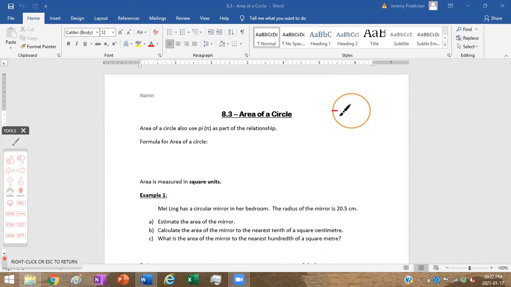So if I'm going to do this, something like that is my radius. And again, I'm not using the ruler because that's pretty hard with the mouse. Something like this would be my diameter. Remember, the diameter goes right through the middle. Radius goes from the center of the circle to the edge anywhere, right?